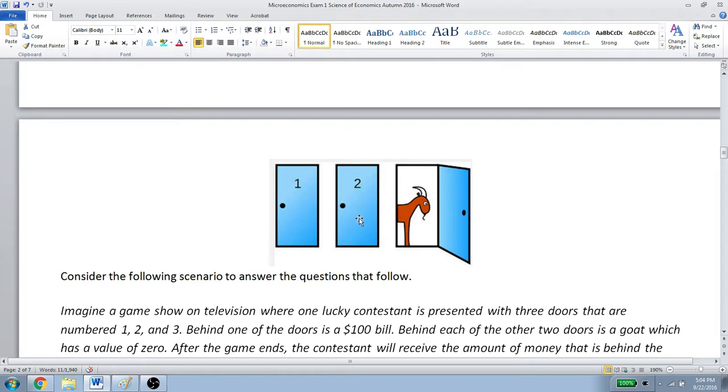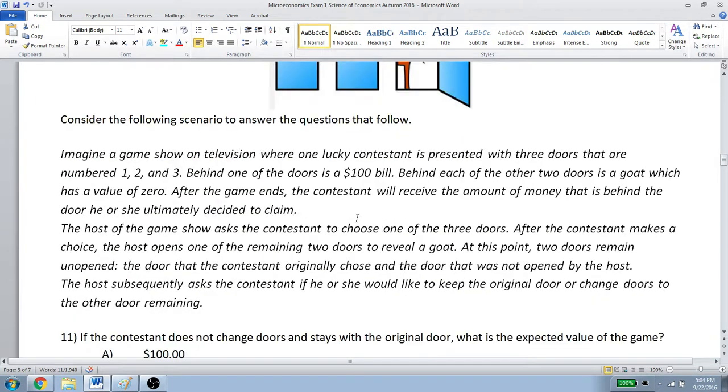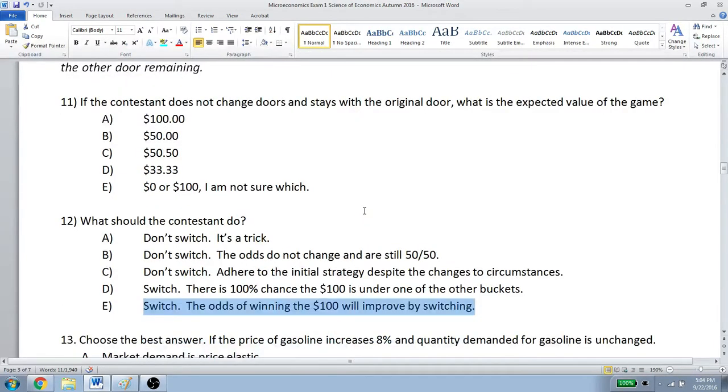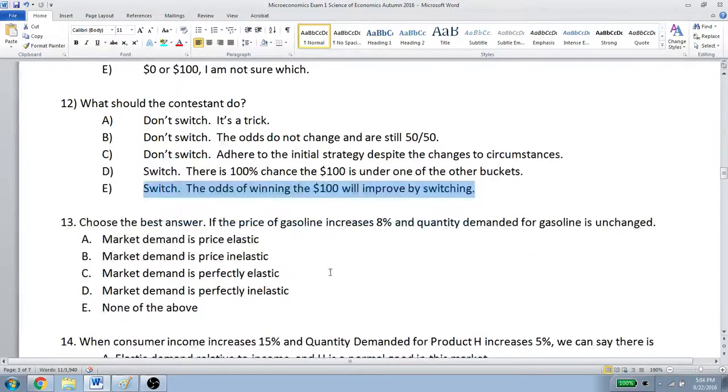2/3 of the time you're going to find that switching will give you the winner. 1/3 of the time switching will give you the loser. 2/3 of the time switching will give you the winner. Play the odds. Use rational decision making. Don't be swayed by false intuition or your gut feelings or fallacies in logic. Switch. The odds of winning are improved.